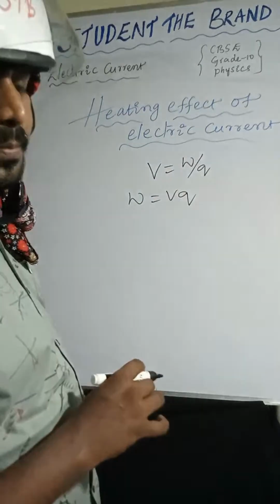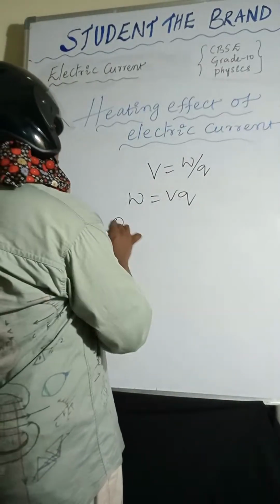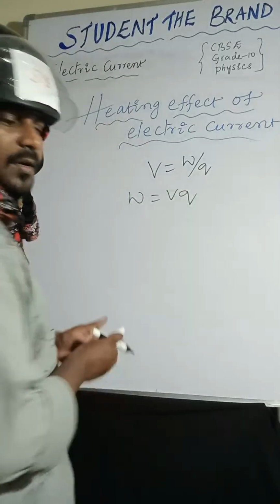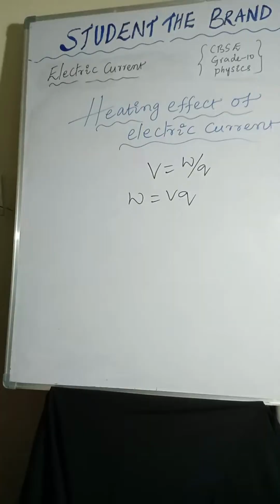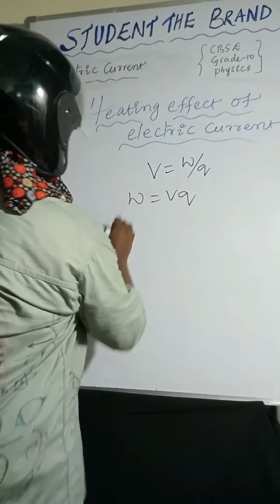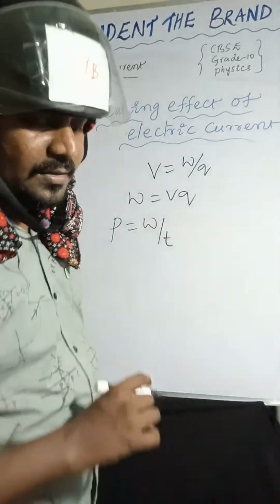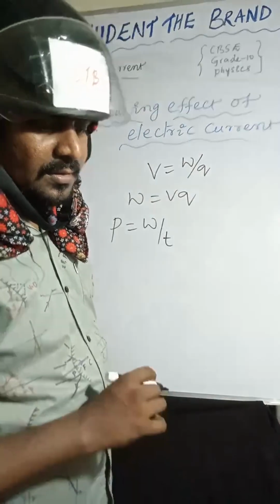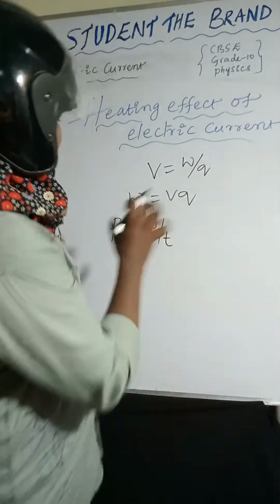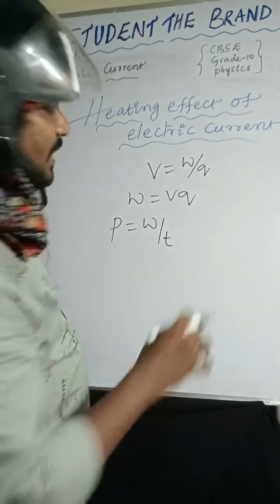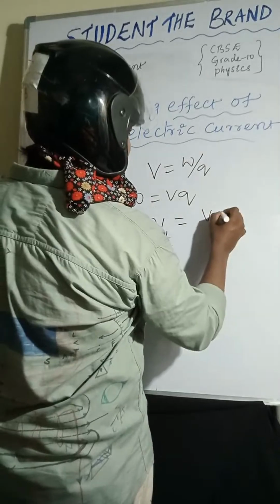P equal to the rate of doing work. P equal to W by T. So rate of doing work, that is nothing but VQ by T.